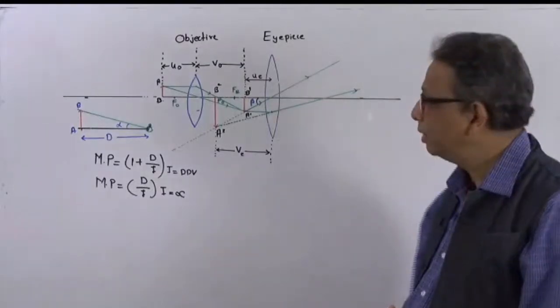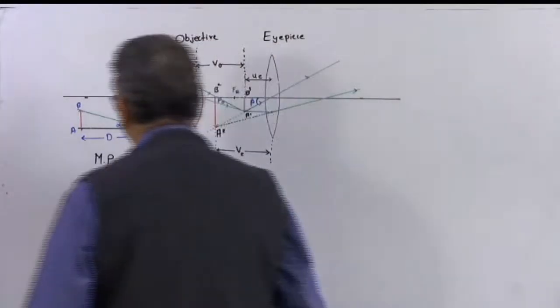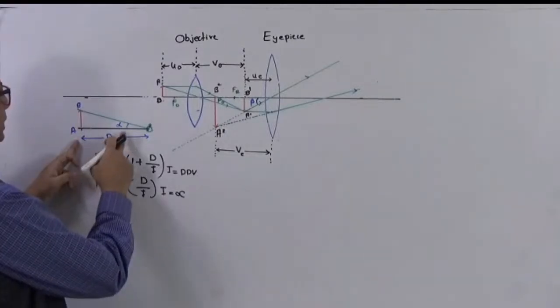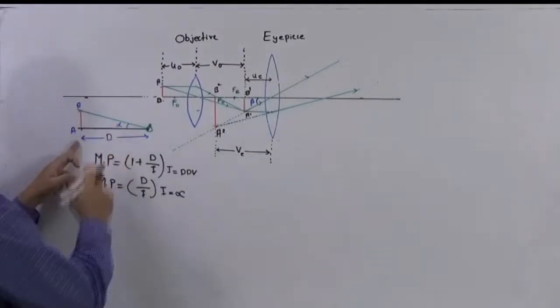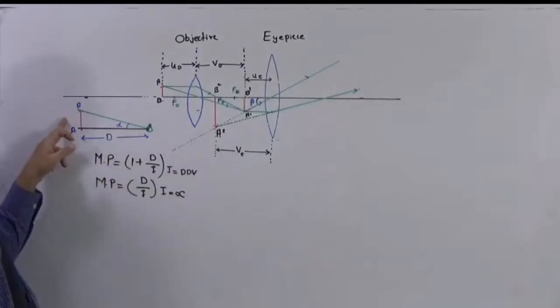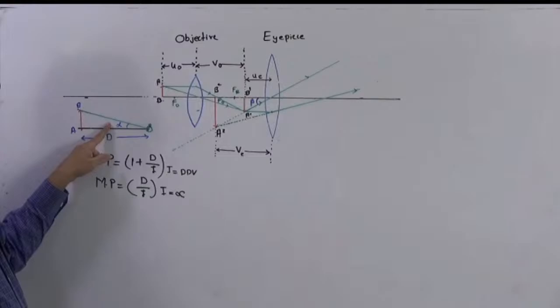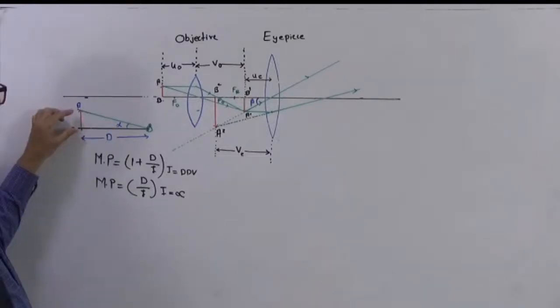Now things are very simple. We have to first have the relation of the basic object, that when an object is viewed by an eye, what is the alpha? That is the angle subtended at the eye to see a naked object without any instrument.